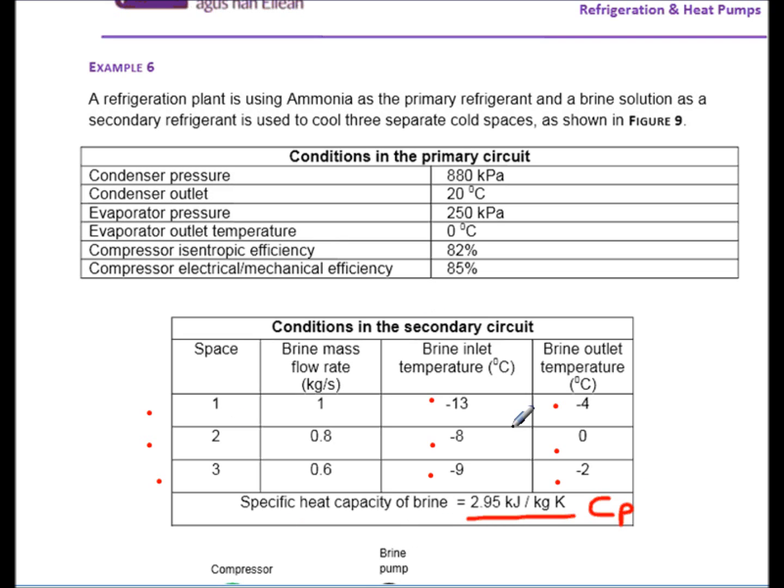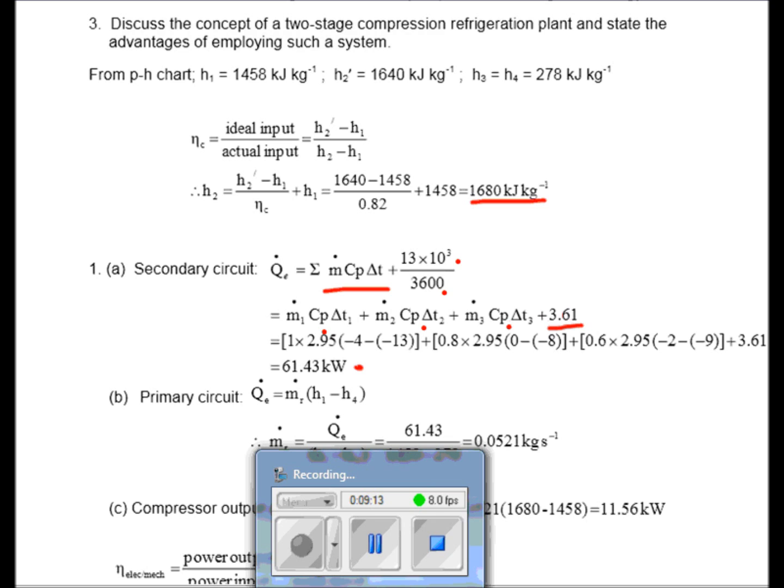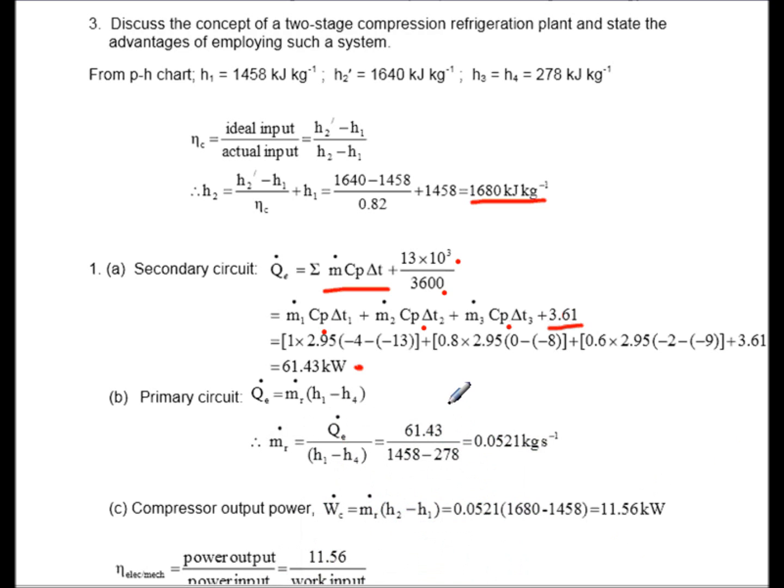So we're going to put all this information into our equation for the heat transfer in the evaporator, in which case we get all of this, and a value of 61.43 kilowatts for the total heat transfer in the evaporator, the heat transferred from the brine in the primary circuit.